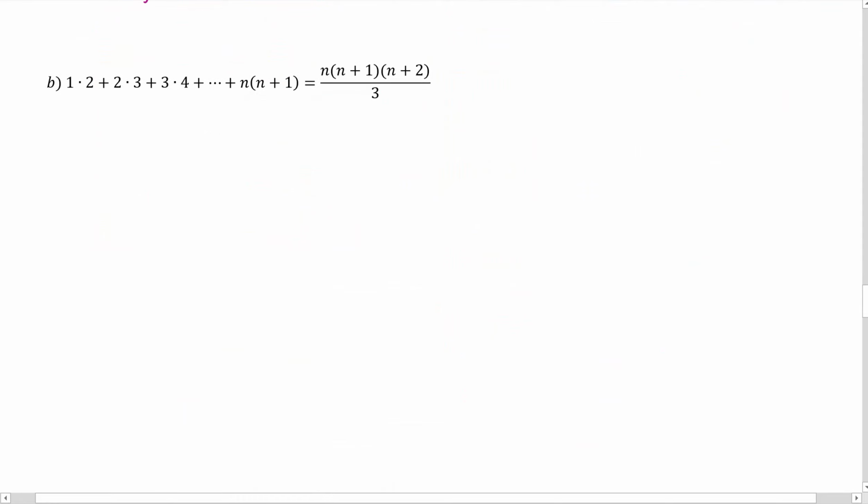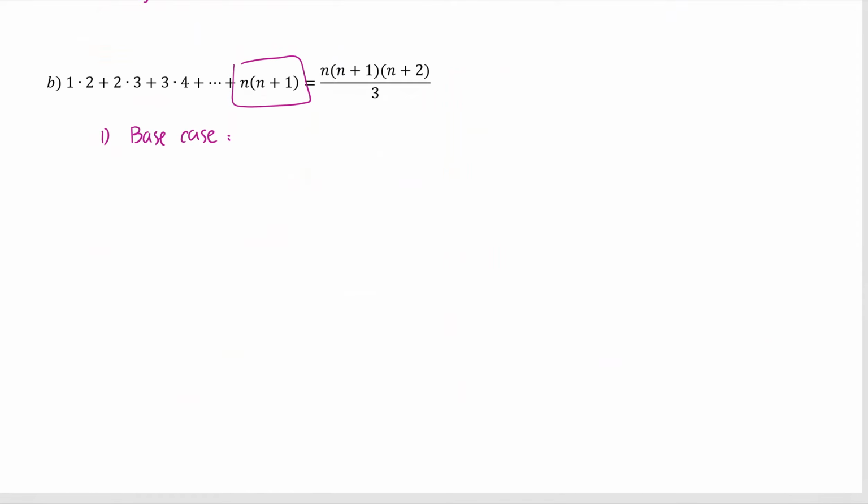So this is part B. Step 1, base case. What is n? Look at the formula. What n can give us this number? Well, n equals 1, right? When n equals 1, we get this 1 times 2. So the base case is when n equals 1. On the left-hand side, we have 1 times 2. On the right-hand side, we want to see whether that equals: n is 1, 1 plus 1 is 2, 1 plus 3 is 3. Are they equal? Yes. So the base case is true.